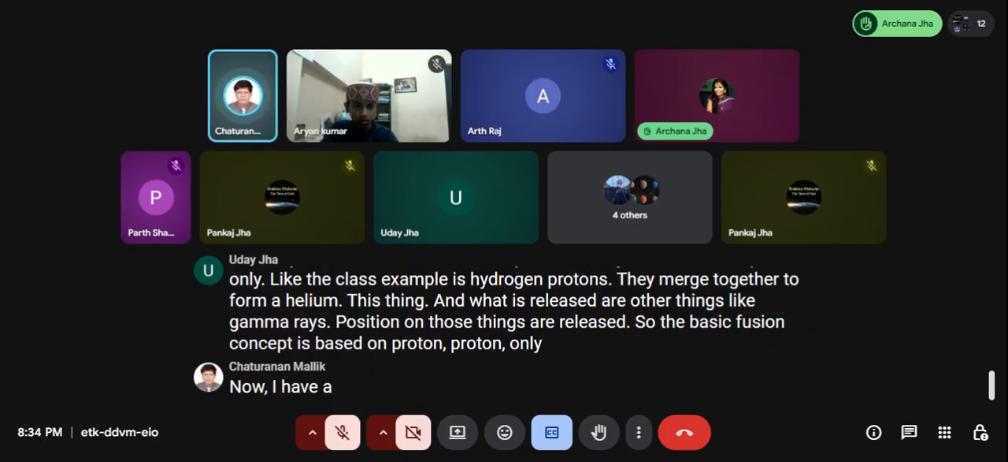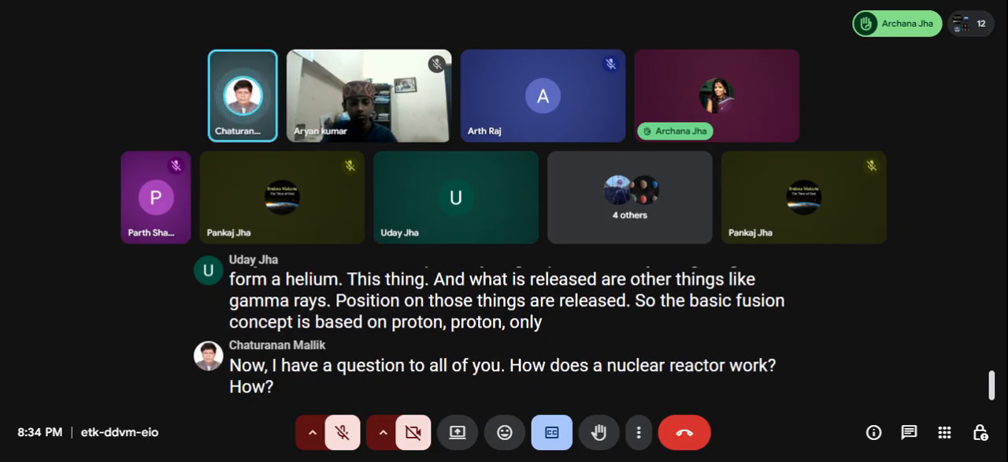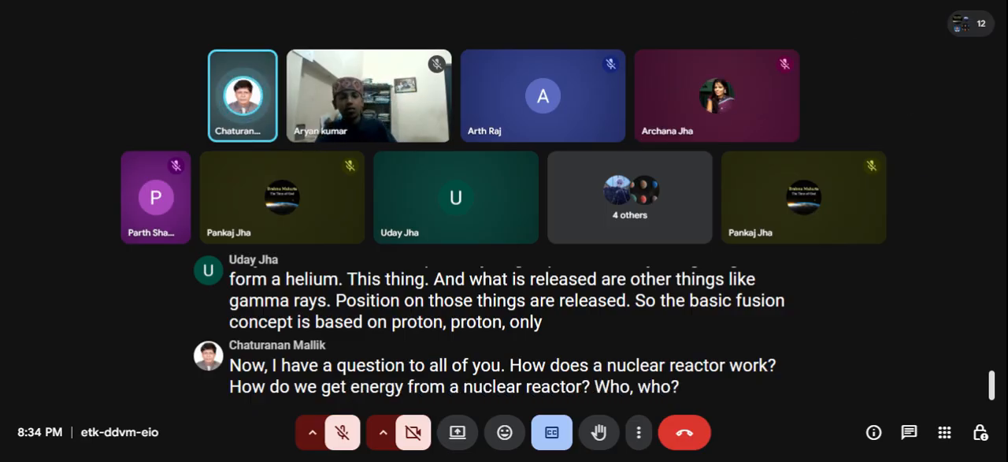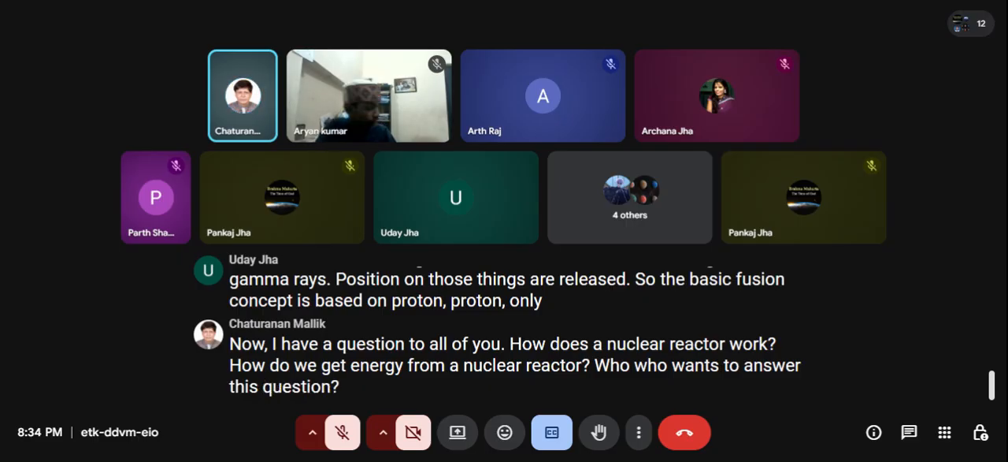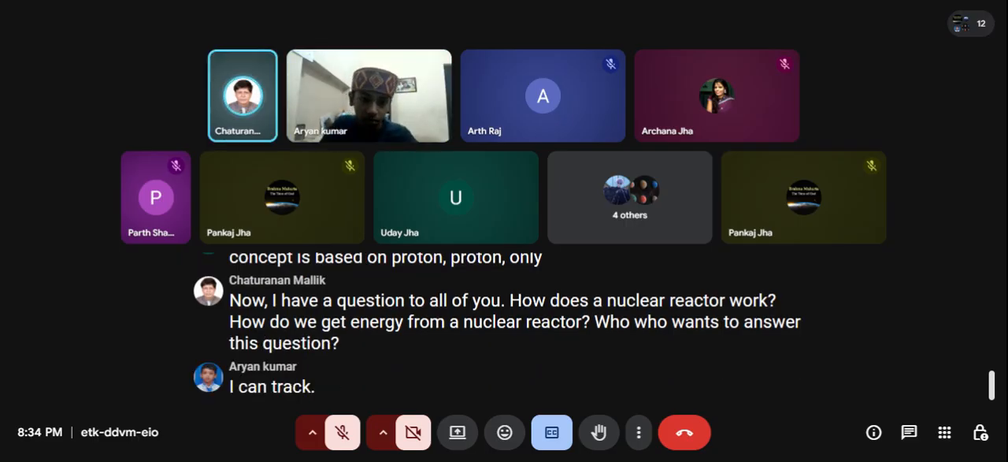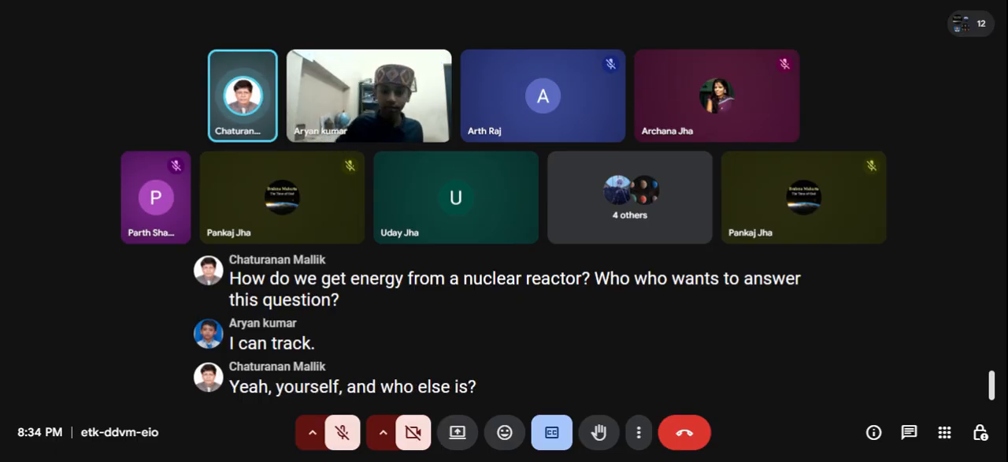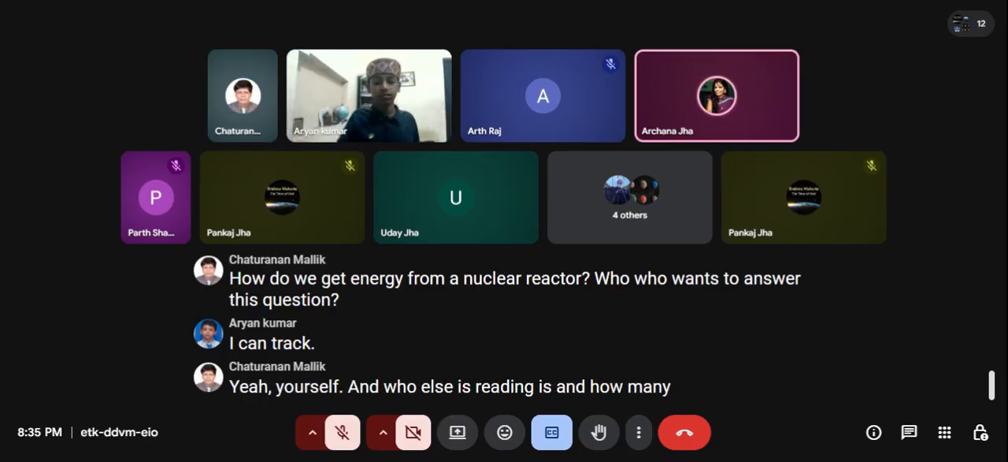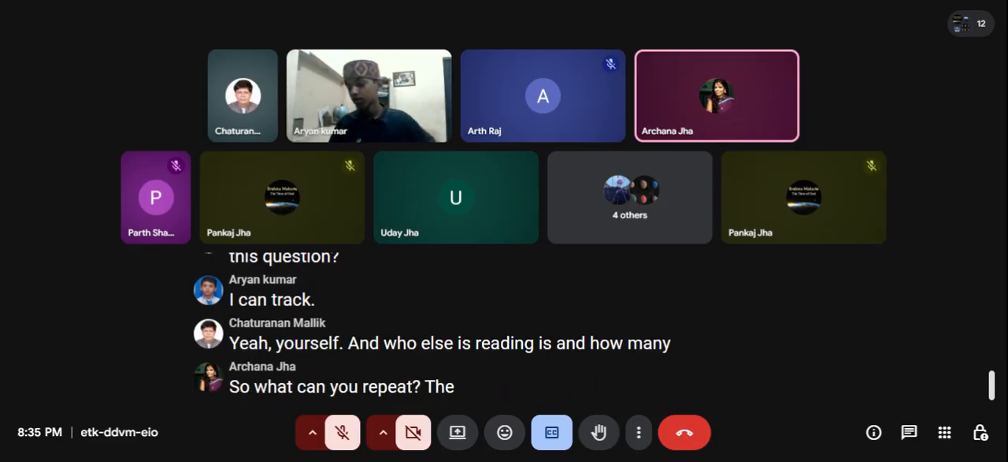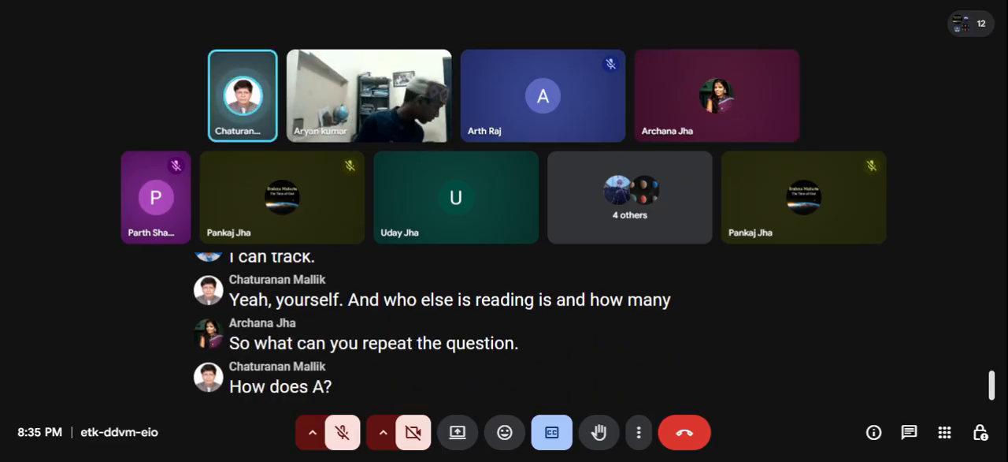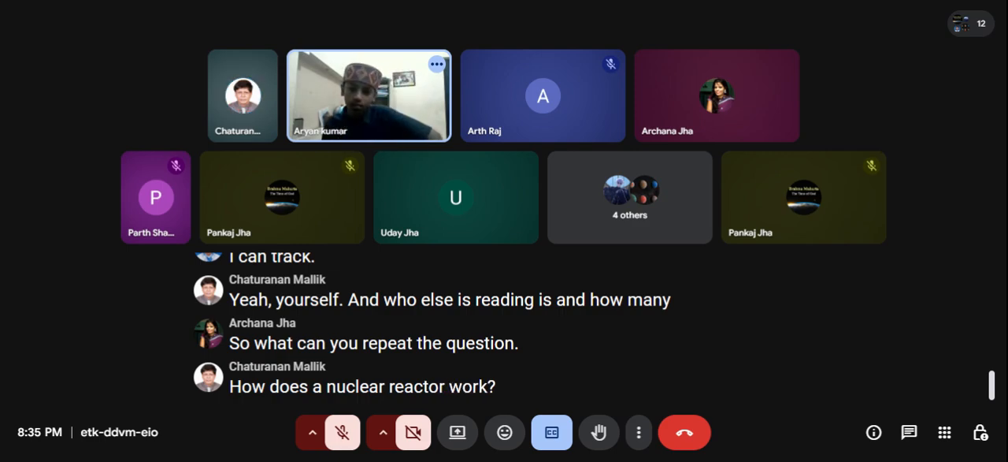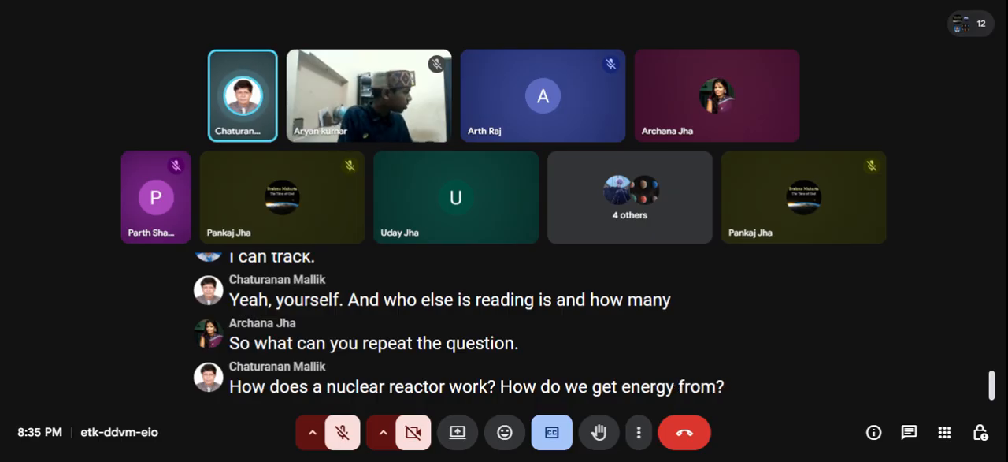Now I have a question to all of you. How does a nuclear reactor work? How do we get energy from a nuclear reactor? Who wants to answer this question? Yes, sir, I can try. Who else is raising his hand? Sir, can you repeat the question? How does a nuclear reactor work? How do we get energy from a nuclear reactor?